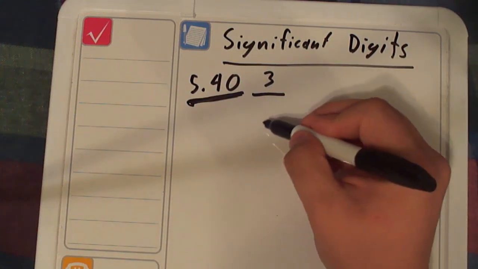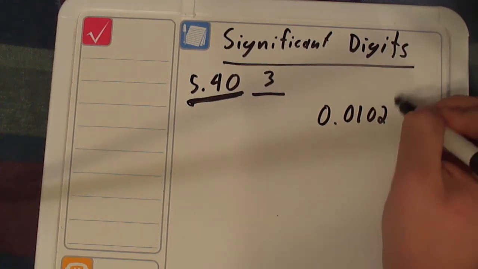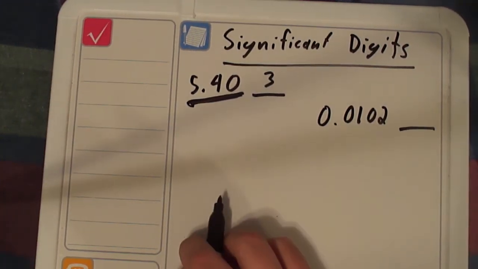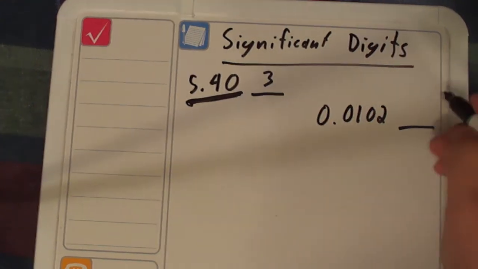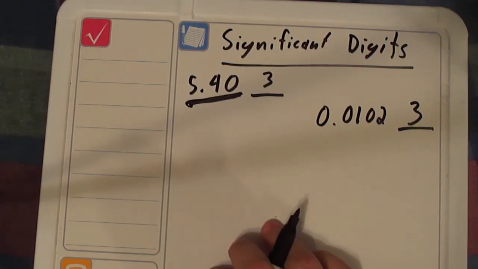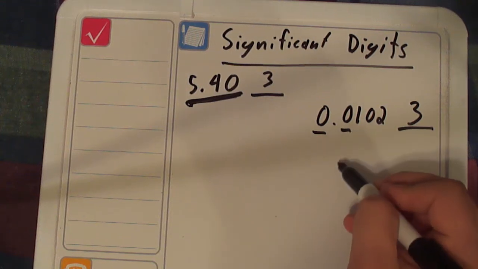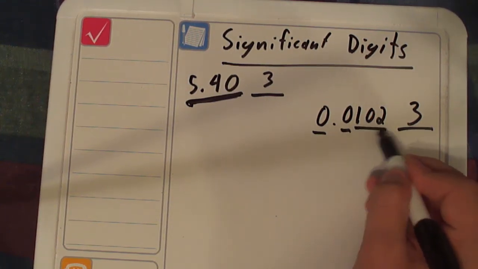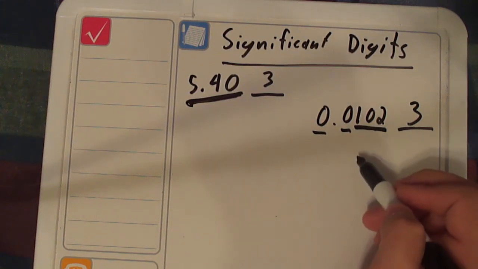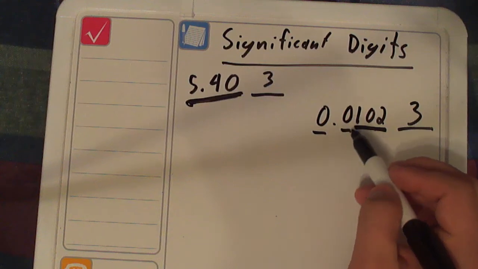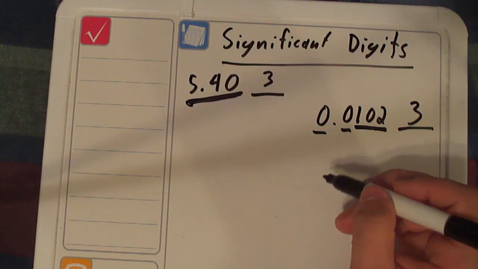If you have another example, 0.0102. Okay, how many would that have? That actually only has 3 significant digits as well. Because this and this are only placeholders. These 3 numbers are the only actual important numbers in this whole thing. These are just placeholders because they have to be there. So I'll keep doing some more.